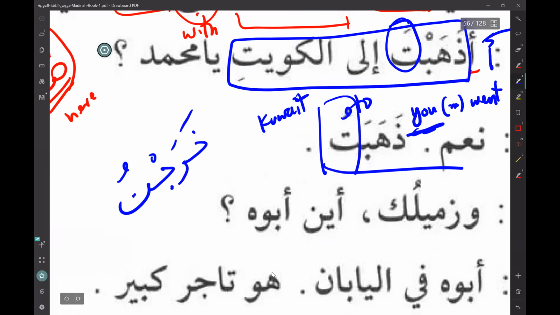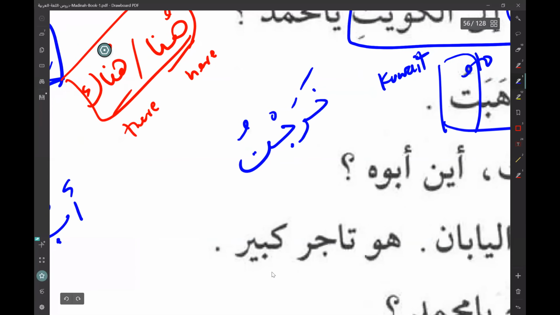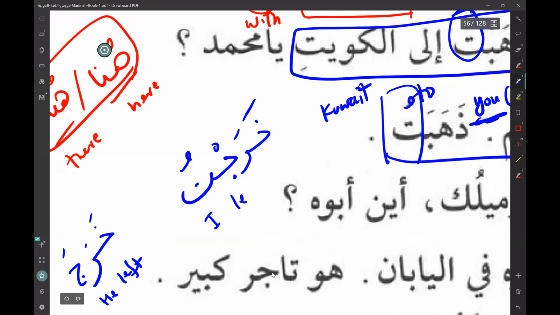Because last time we learned kharaja is he went out. Yes. Here, left would be better actually. I like the word left here. That's why I was a little hesitant about using left with went, because it sounded a little bit opposite. Went out and left are pretty much the same thing. Here I can think of both of them as the same meaning. So if we learn kharaja means he left, then kharajtu is I left. See, now you know how to say she left.